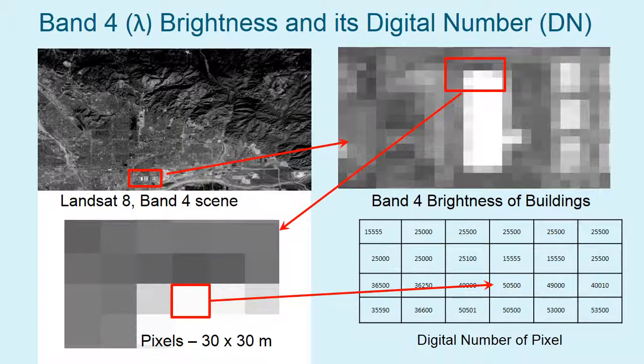This is actually showing an illustration of this using band 4 brightness in digital numbers. So here we have our Landsat scene, and we're looking at an area in that Landsat scene. For band 4, if we zoom in, you can see that it's pretty much sure that this is a building in this scene. If we zoom in till we can see the pixels are 30 by 30 meter pixels, then we can see the digital number if we convert from the grayscale to values of numbers.